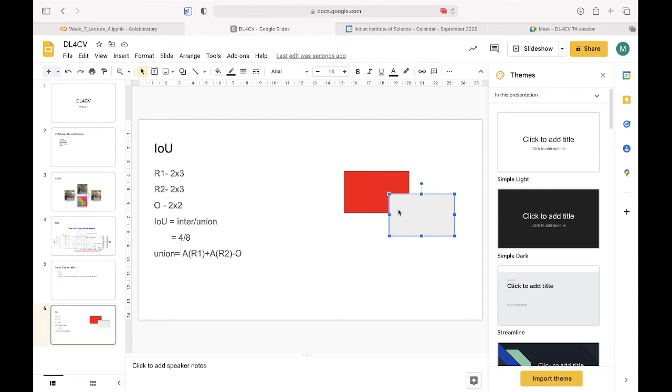So I will keep this. If the boxes are fixed and don't overlap, then the IOU is 0, no? IOU is 0. So I will keep that.